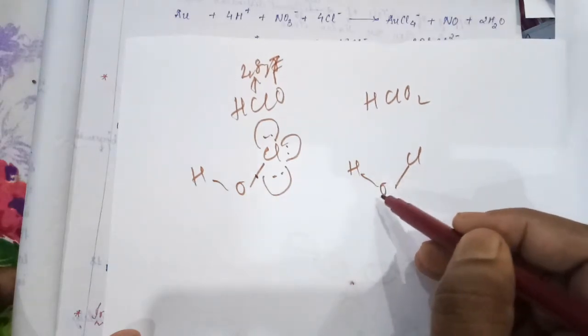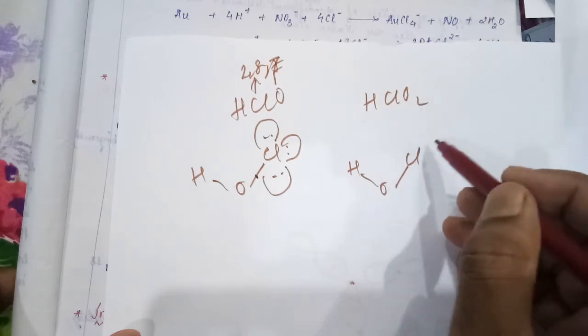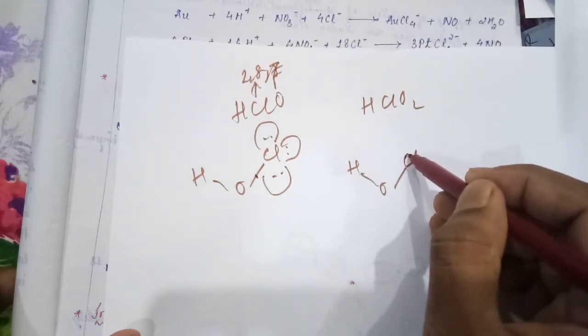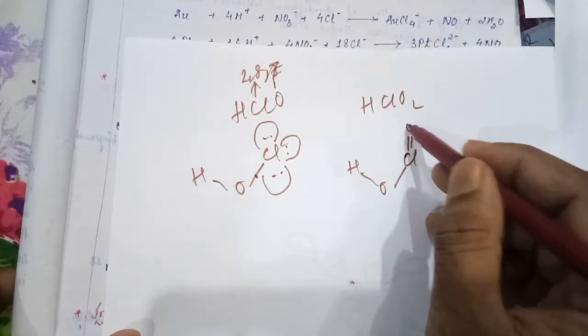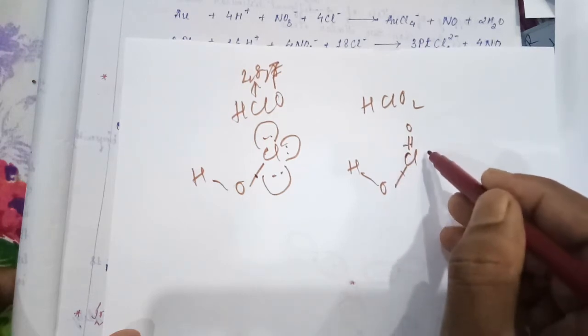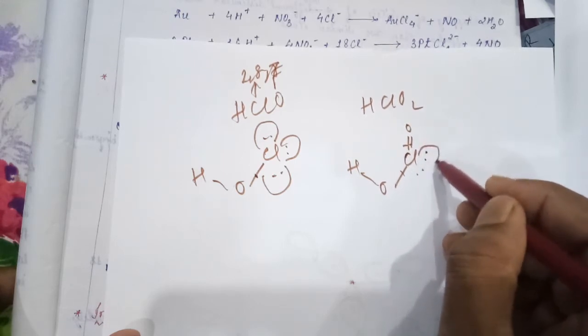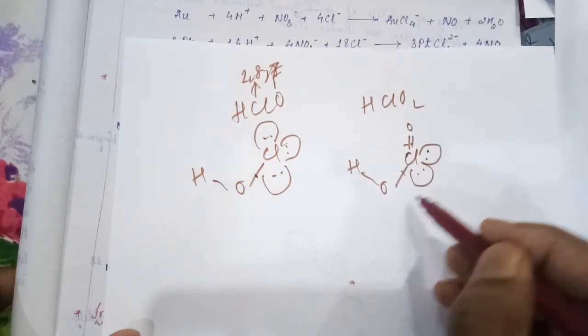Here in HClO2, one O and one H are used, and another O is left. With chlorine it will form a double bond like that. So chlorine used 3 electrons. Out of 7, 3 electrons are used and 4 electrons are left unused. These are used as lone pairs.